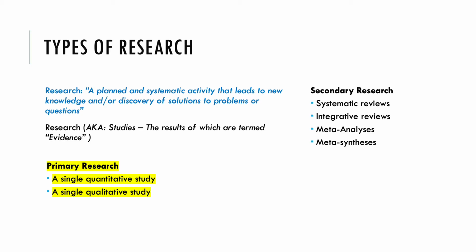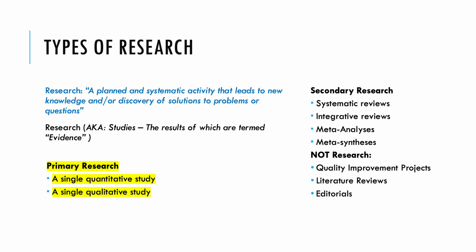So remember that there are also a lot of scholarly and useful and important sources out there that are not research as well. So things like quality improvement projects and literature reviews and editorials. These are great pieces of information, but they are not discussing primary research, so these would also not work. So again, the main take-home point here is for this class, to answer your specific PICO question, you need to find primary research, a single qualitative study or a single quantitative study.